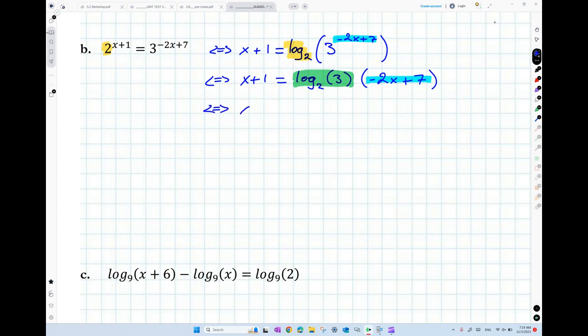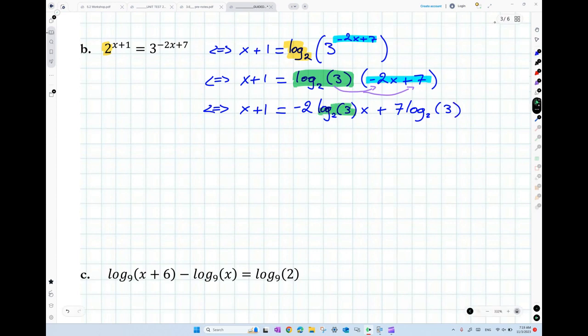So how do I solve a linear equation? First, I distribute. So let me distribute this log 2 of 3 with each of the terms of the sum. So I would have negative 2 log 2 of 3 x plus 7 log 2 of 3. See once again how log 2 of 3, I'm just treating it as if it were a regular number.